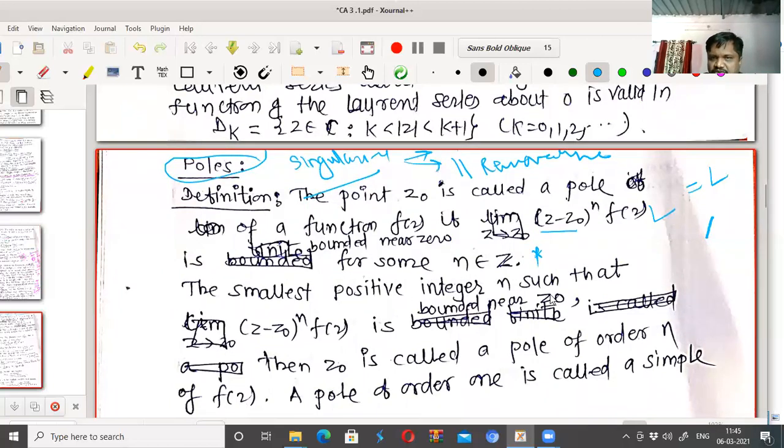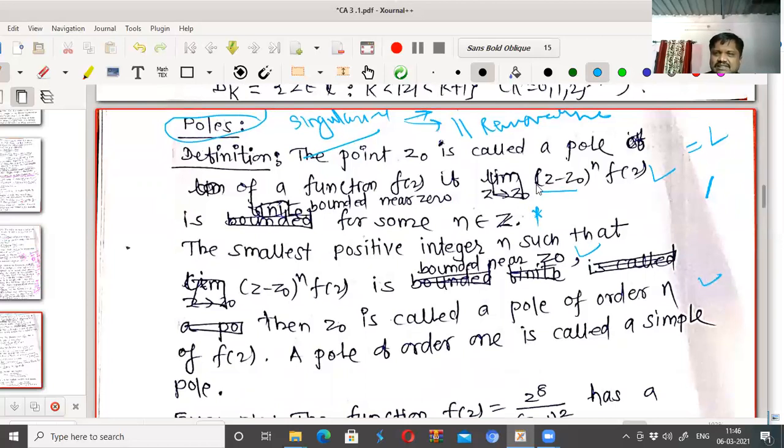The smallest positive n such that (z minus z0) to the power n of f(z) is bounded near z0, if this holds, then z0 is called a pole of order n. So if there exists a smallest integer n such that (z minus z0) to the power n of f(z) is bounded near z0, then this z0 is called a pole of order n.